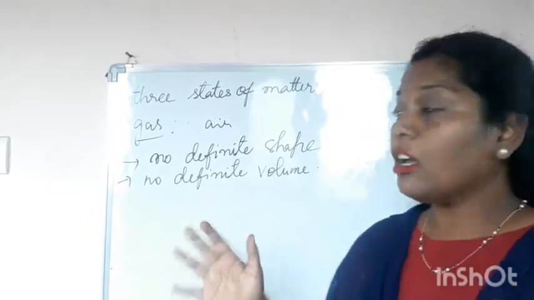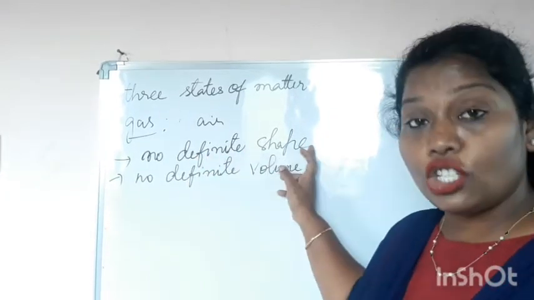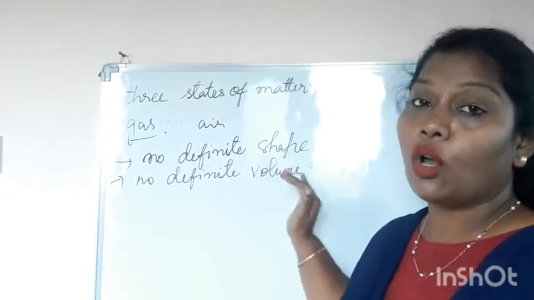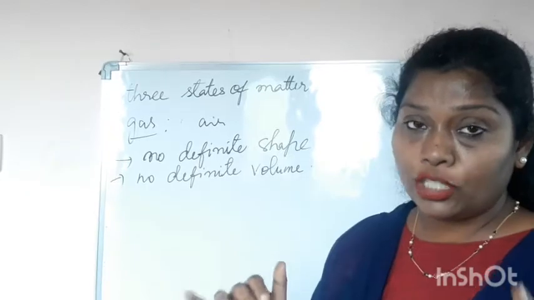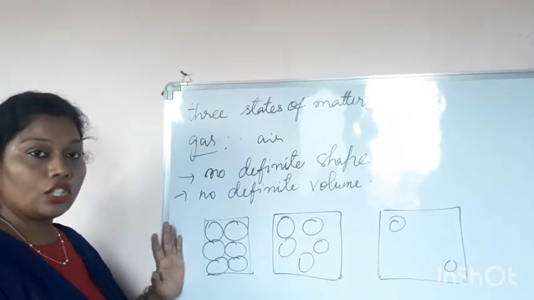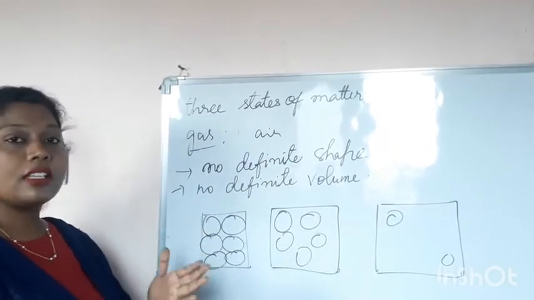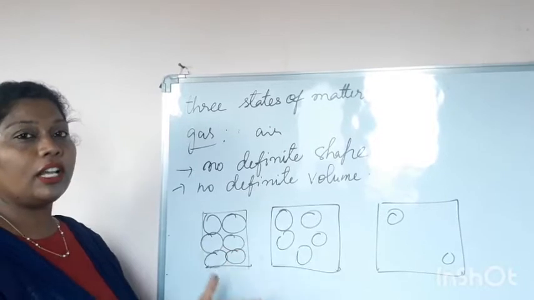So children, whenever we are talking about gas, it doesn't have a definite shape or a definite volume. Let me give you a pictorial representation. Okay, so children, look onto the board. Here I have drawn three pictures. Looking at the pictures, you can say what is a solid, a liquid or a gas.